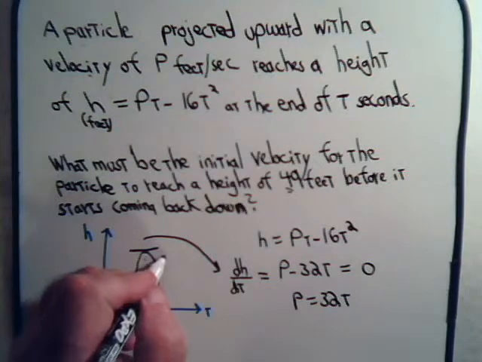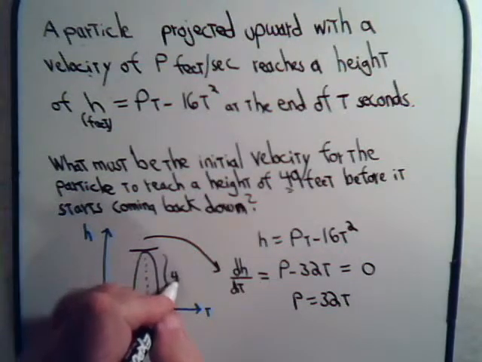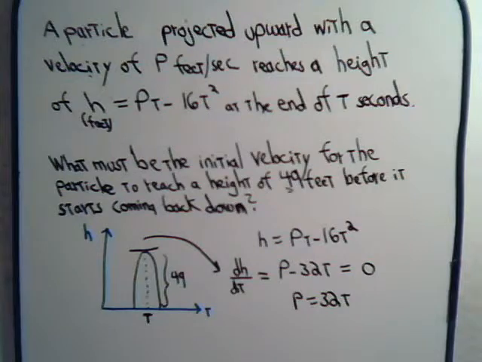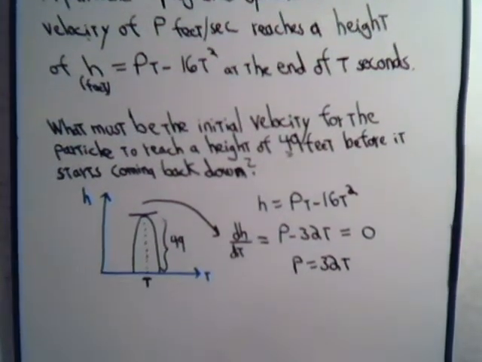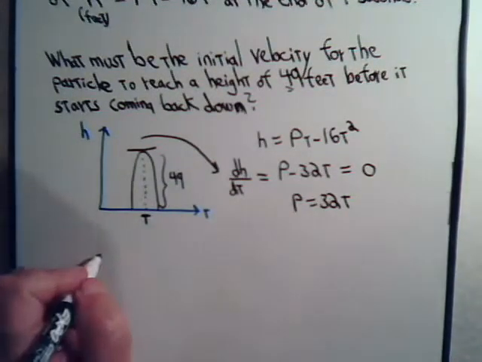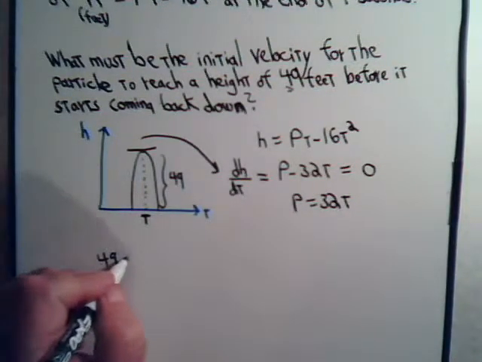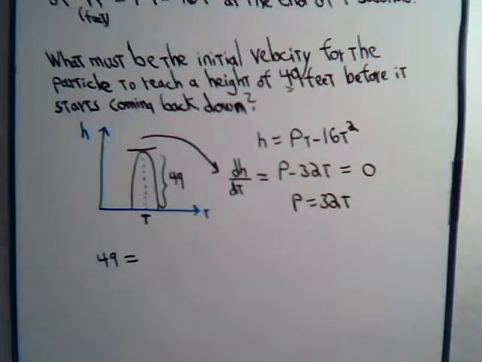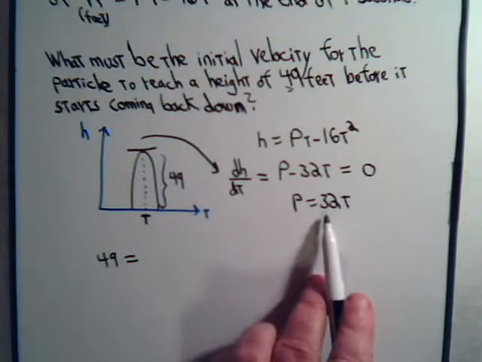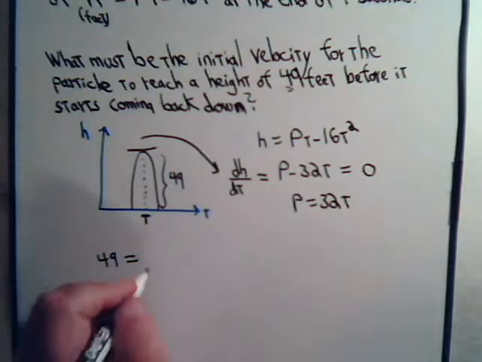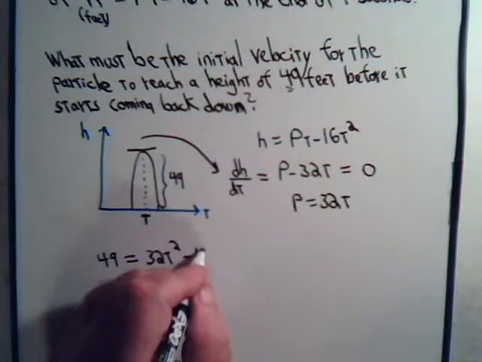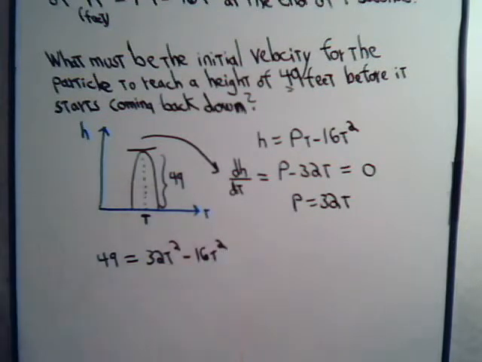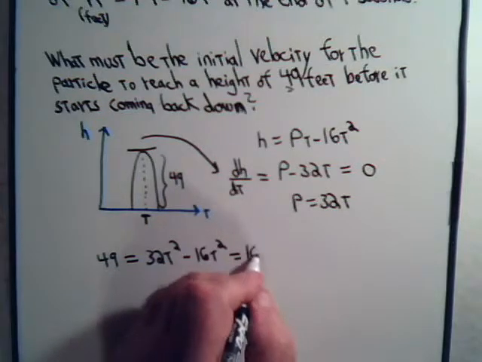And we know what the maximum height is. That's 49 feet. Let's go back and use our formula here. 49 is going to equal p times t minus 16t squared. Well, p is 32t, so that's 32 times t squared minus 16 times t squared.